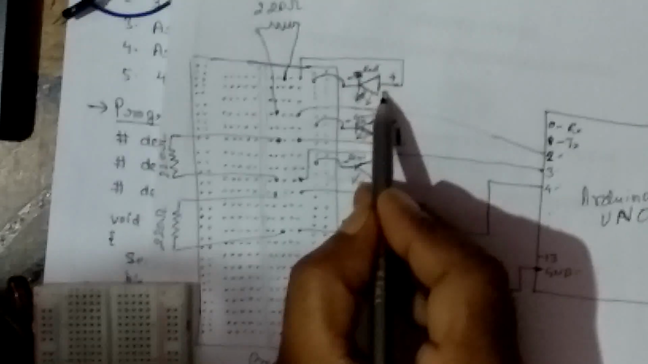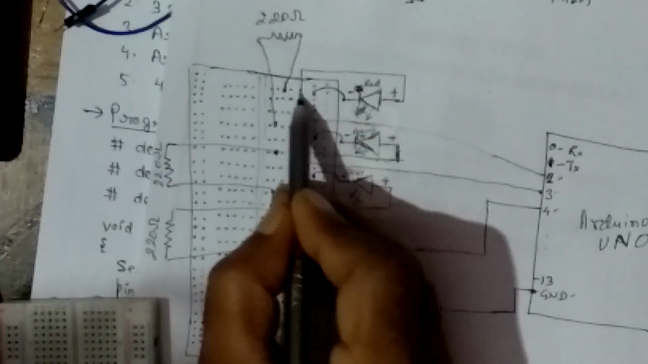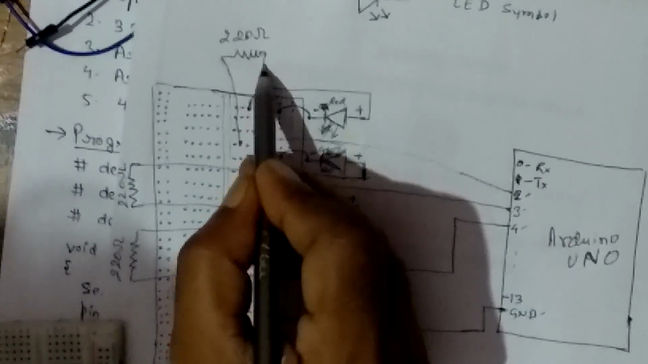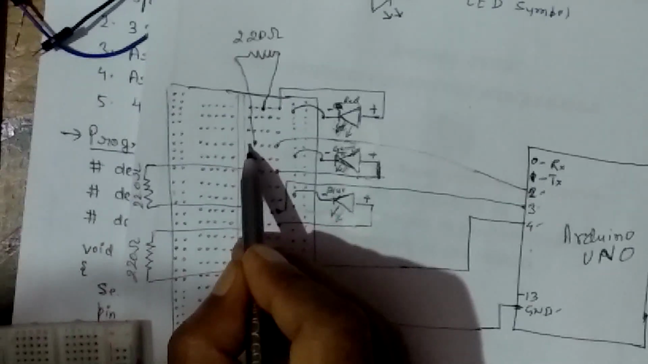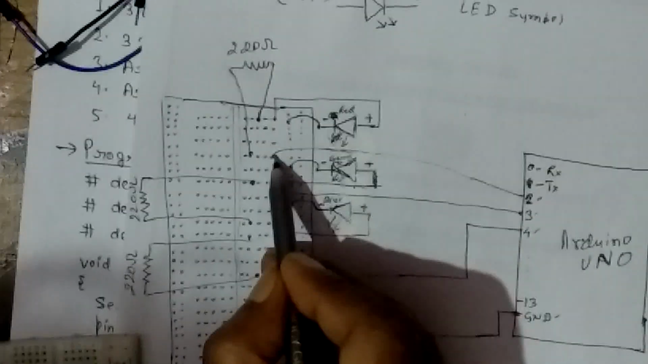The connection of the anode is shown here. The anode of the red LED is connected with this vertical line at this hole. Since all these are in series, I have attached 1 pin of a 220 ohm resistor, and the second pin is connected with this series, and 1 connection is connected with pin number 2 of the Arduino.